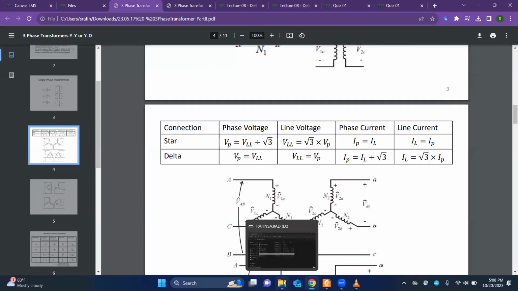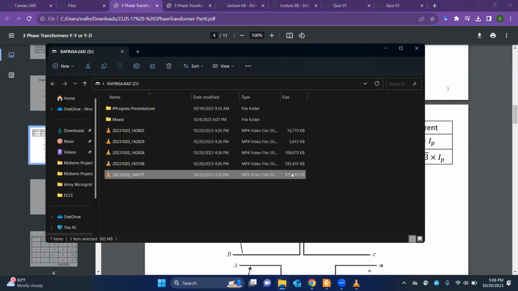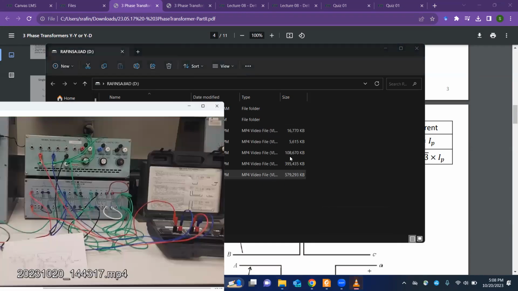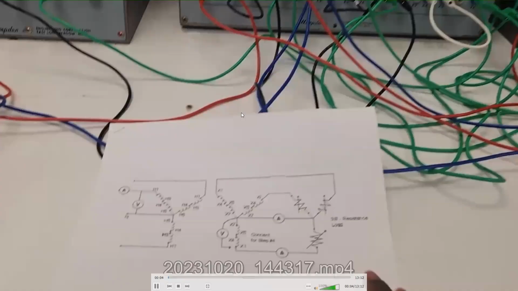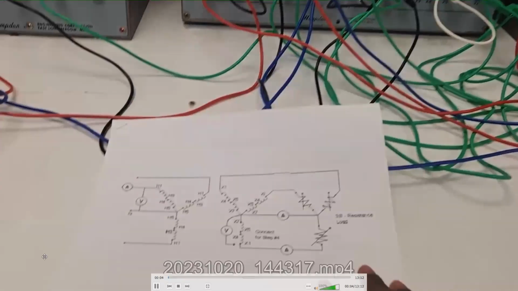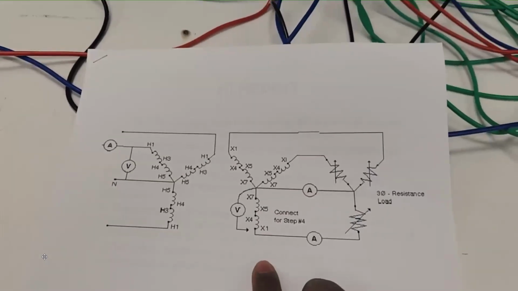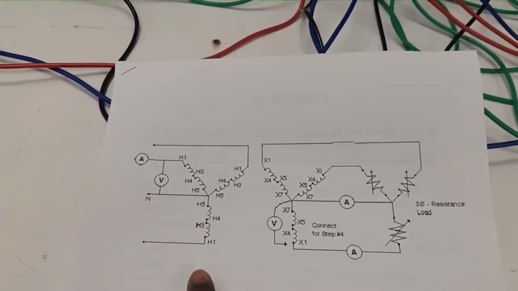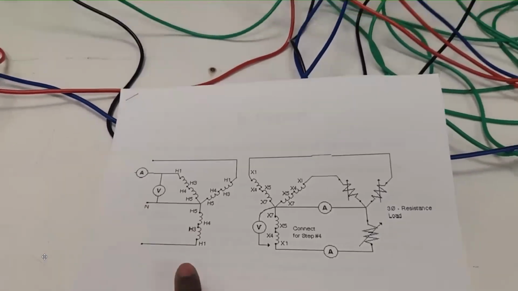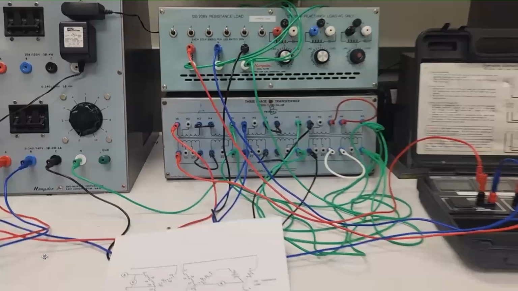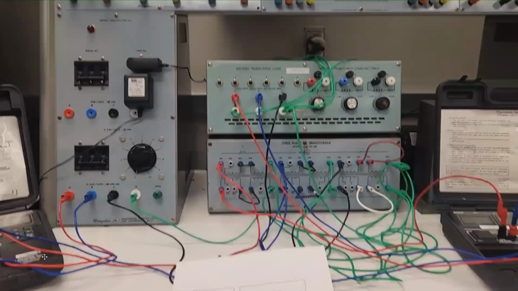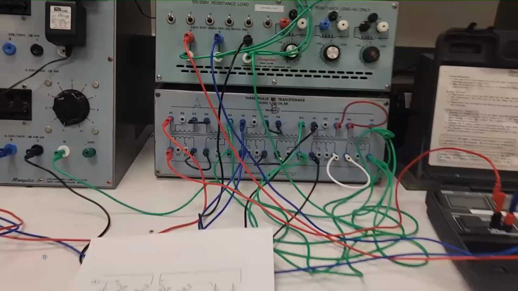Now I will show you another video for the Y connection. Hello, so this is the demonstration of this arrangement, which is Y. So the load will be Y and the secondary side will also be Y connected, and the primary side will also be connected in Y form. So I've already done the connections here, so let's see how it works.